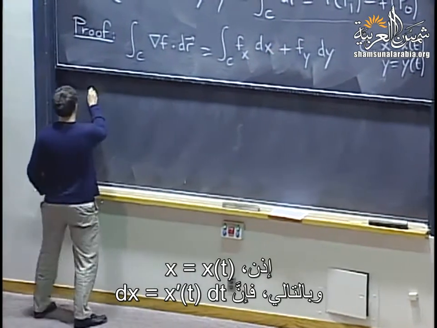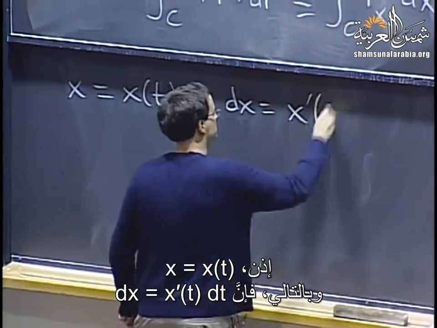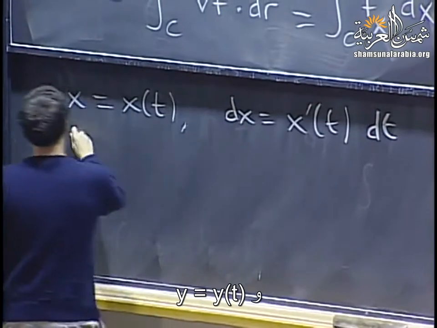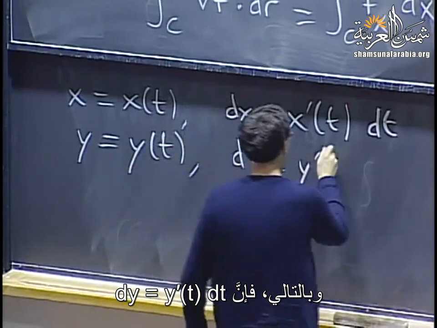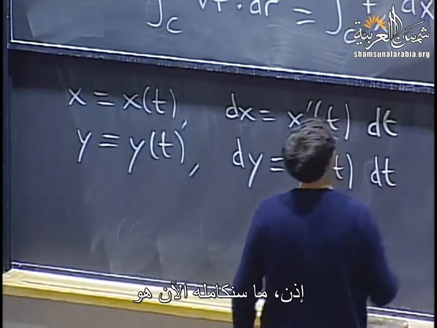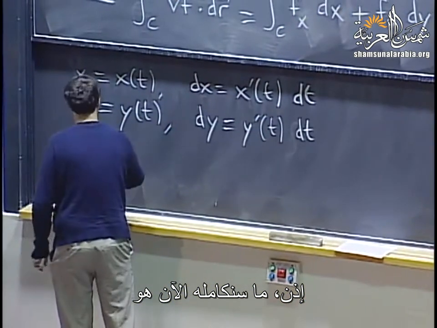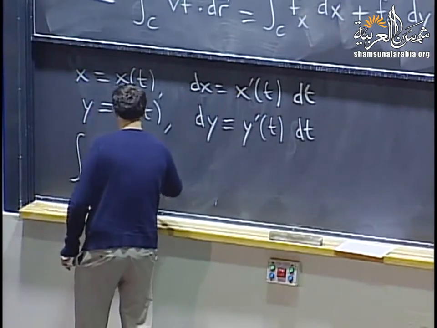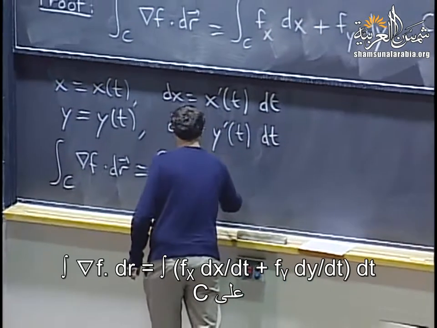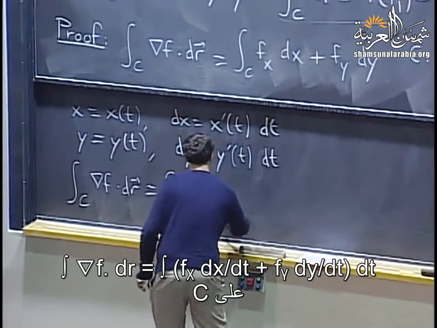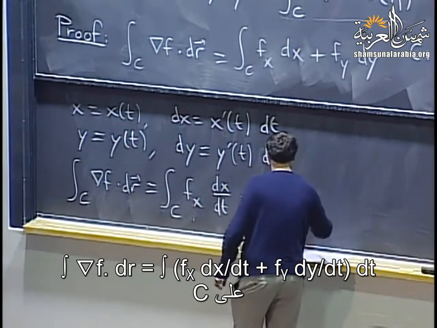So we know x is x of t. That tells us dx is x prime of t dt. y is y of t gives us dy is y prime of t dt. So now what we are integrating becomes the integral of f sub x times dx/dt plus f sub y times dy/dt, times dt.